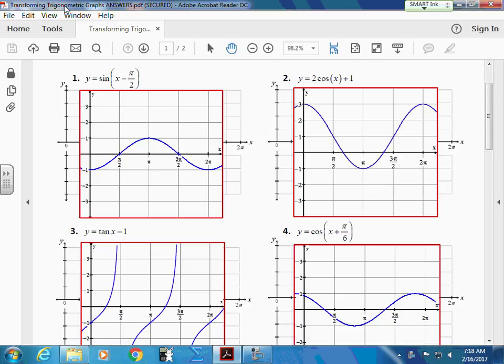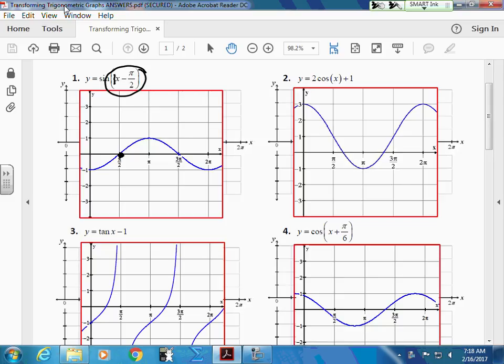Okay, so when this shifts, this is a frequency of 1. When this shifts, which direction is it going in? To the right. How many units? Pi over 2. How many degrees? They're pi over 2, or pi over 2 radians. So pi over 2 is where I should start my cycle.